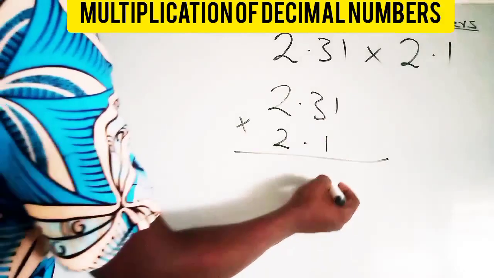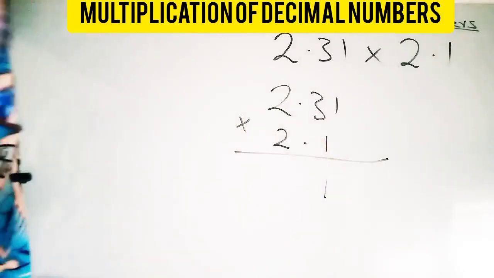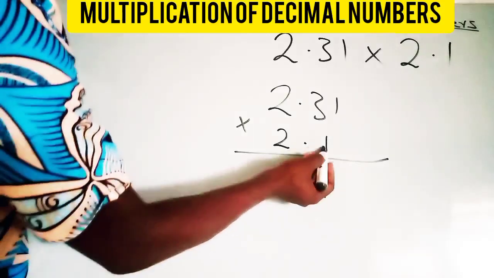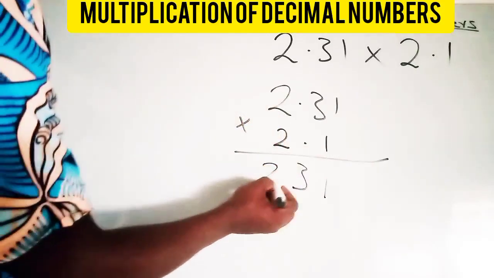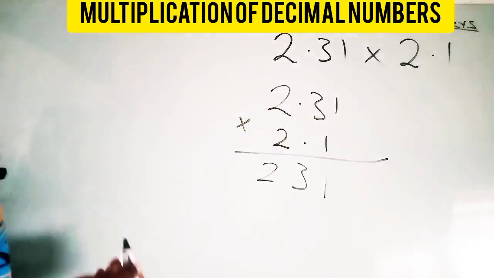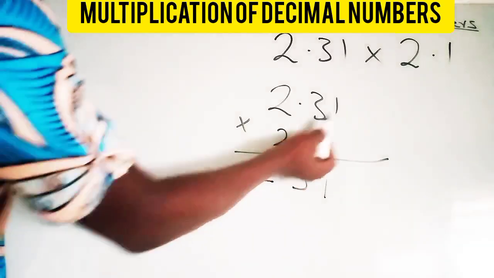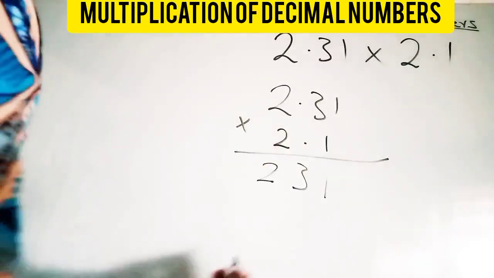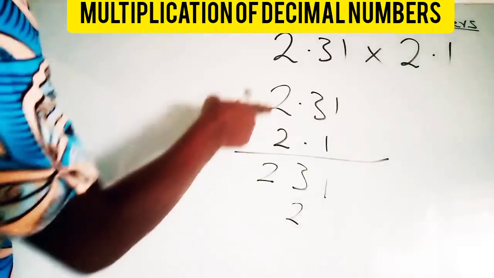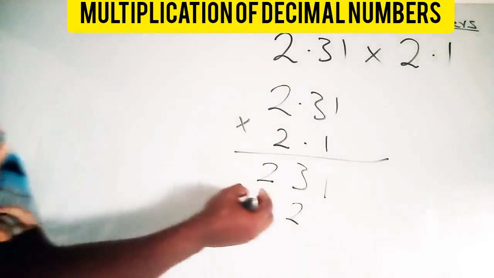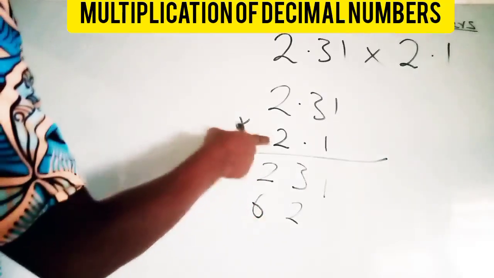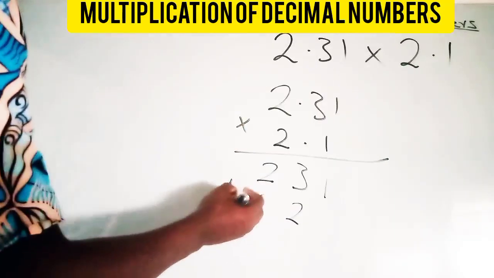1 times 1 will give us 1. 1 times 3 will give us 3. 1 times 2 will give us 2. Then we take the other digit as well, just like we did in the whole number multiplications. Okay. So 2 times 1 will give us what? 2. 2 times 3 will give us 6. 2 times 2 will give us 4.